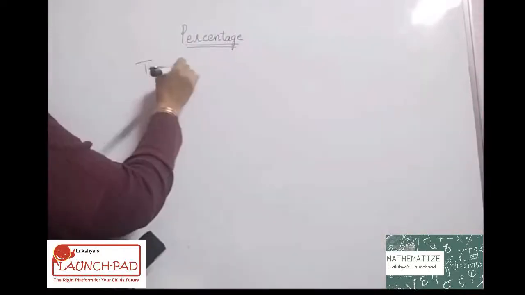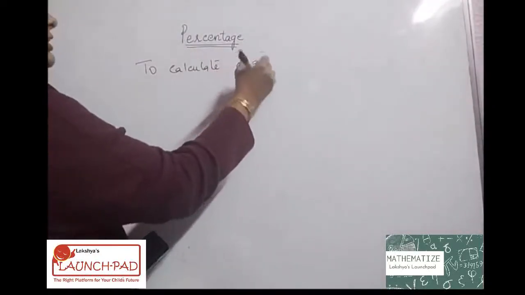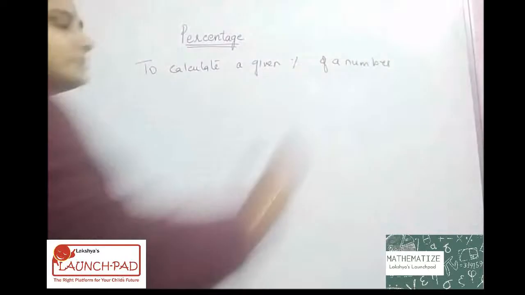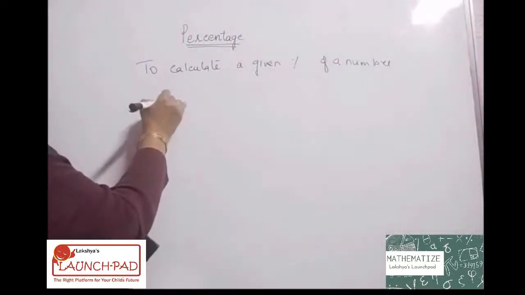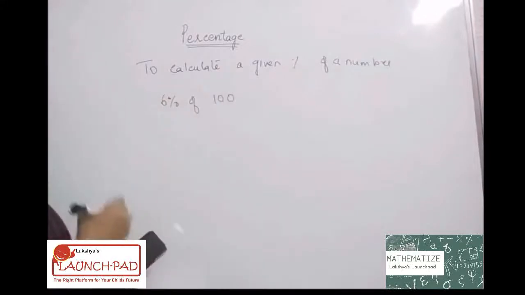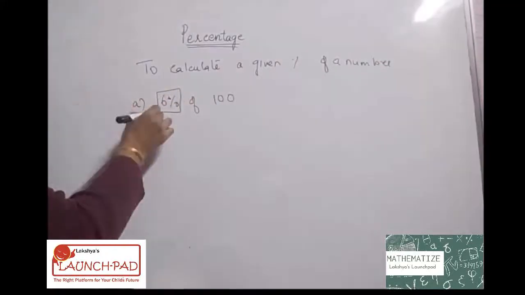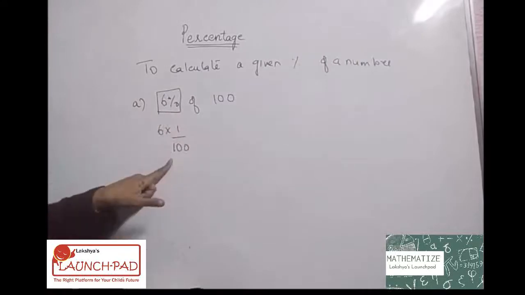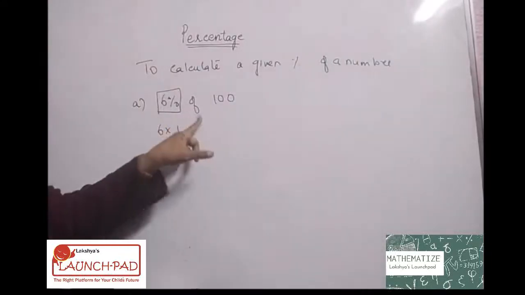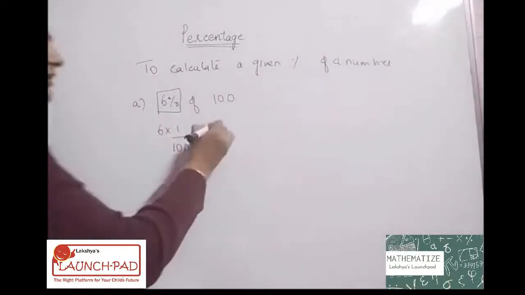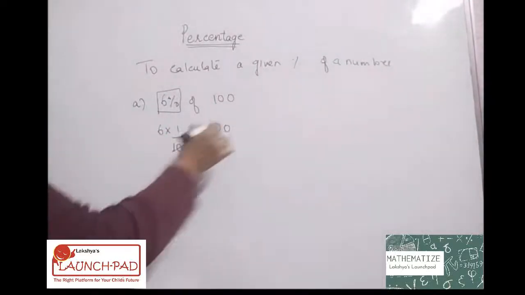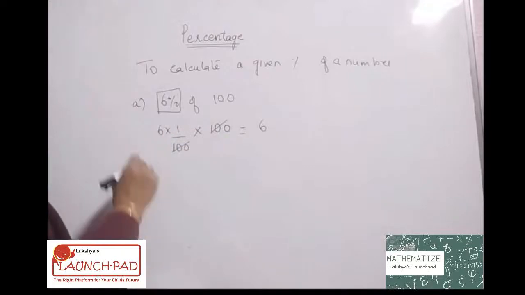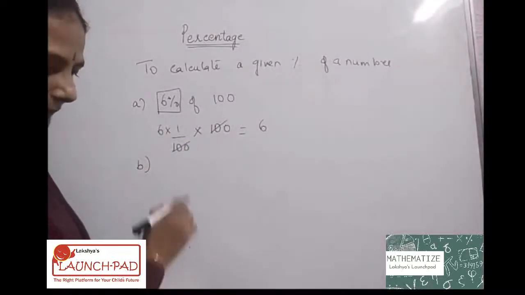Yes, ma'am. To calculate a given percent of a number. This is a basic concept, so we will see this. What is 6% of 100? This will be the first question. First I need to convert this into a fraction. What is 6%? 6 into 1 by 100. Of, in board marks, you know, of means multiplication. 100, I will write it as it is. Now 100 and 100 get cancelled. Answer is 6. 6 into 1 into 1. Okay? If I do 3 sums, you will understand.